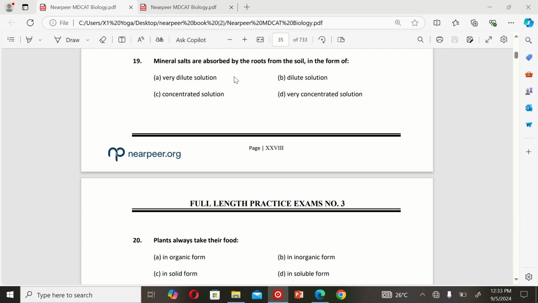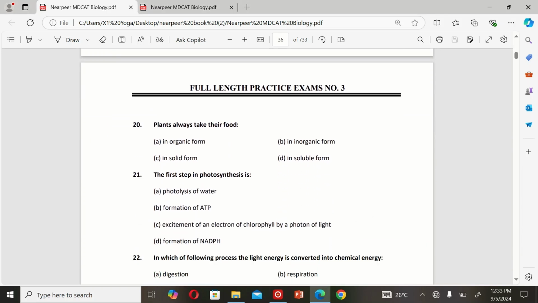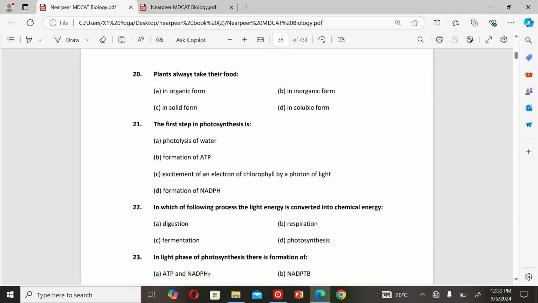The next MCQ is: plants always take their food A. In organic form, B. In inorganic form, C. In solid form, and D. In insoluble form. So the correct option is D, insoluble form.